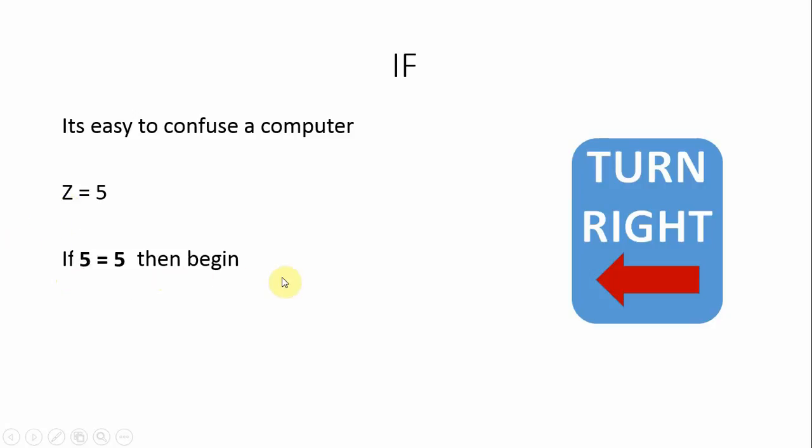It goes, well, of course 5 equals 5. And it will always give a yes. It will always do it. So yes, I'll begin. Of course I will. So to avoid that happening, what we do is we replace the equals with a double equals. And in some programming languages now, if you see the double equals, basically that's to tell the computer, I'm not telling you that z is going to be equal to 5. I'm asking you, is it equal to 5? And now the computer doesn't get confused.